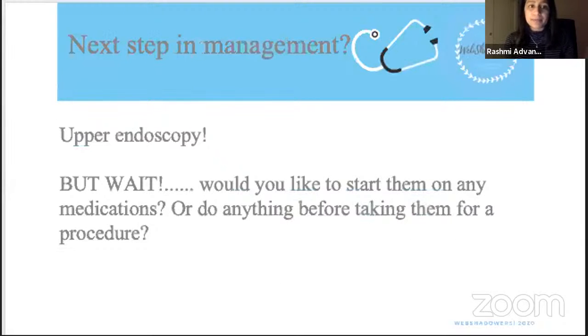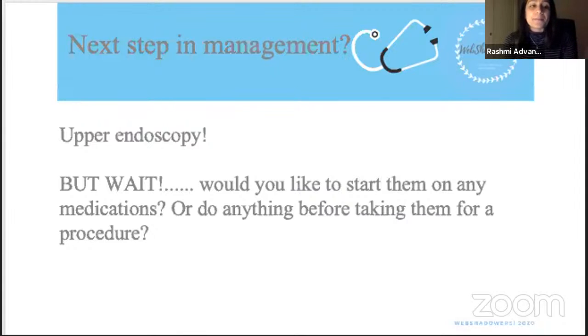Okay, so your next step in management is an upper endoscopy. Yay, so whoever answered that, kudos. And I'm sure all of you are thinking that as well, that we were going to get there eventually, because it wouldn't be a GI case if we didn't have endoscopy as part of it.